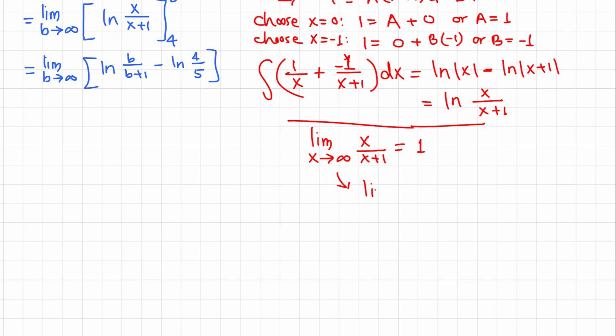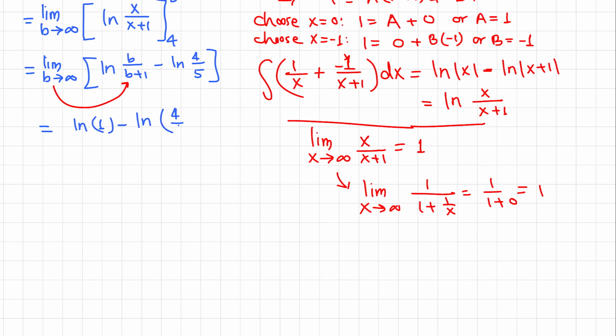Earlier I was mentioning that I just use the shortcut: divide top and bottom by x. x over x is 1, and x over x is 1 plus 1 over x. Then when we take infinity, 1 over infinity is 0, so that's 1. Or with the same degree top and bottom, the leading coefficients give 1 over 1. When we take this limit, that's going to be 1. So we get the natural log of 1 minus the natural log of 4 over 5. It's a finite number, so the integral converges.